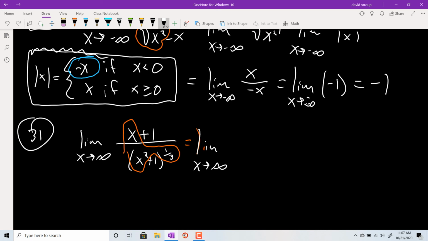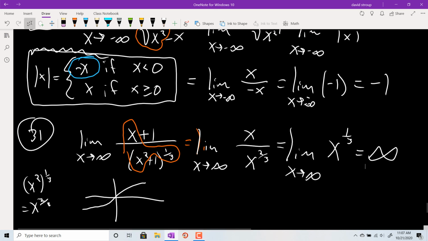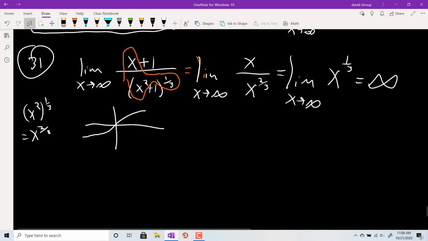So you'll have the limit as x goes to infinity of x all over x squared to the 1/3. You just multiply the exponent, so that'll be x to the 2/3 in the denominator. The limit as x goes to infinity of x to the 3/3 minus 2/3 is x to the 1/3, and the graph of that thing looks like this. It's going to infinity. You could just put in 10 cubed, 100 cubed, 1,000 cubed, and when you plug it in, you'll get 10, 100, 1,000. So it's just getting bigger and bigger.